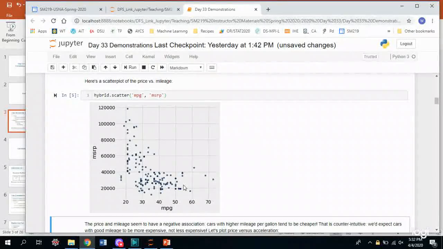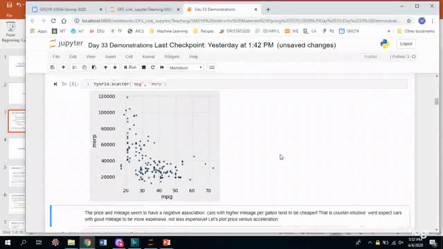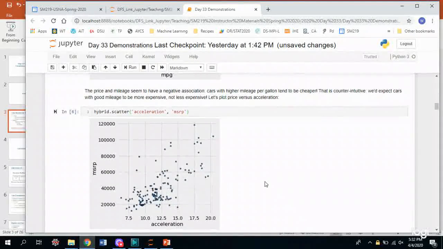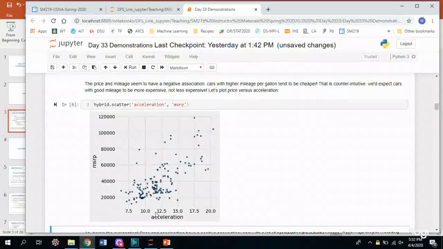You might find this kind of surprising. You might think, hey, aren't people buying hybrid cars in order to get good mileage? Then how come really high mileage cars seem to have a lower sticker price than cars with low miles per gallon? That seems kind of counterintuitive. But if you plot acceleration versus sticker price, you see a different kind of plot. The two variables are positively associated. Here, higher acceleration corresponds with higher sticker price, lower acceleration with lower sticker price.